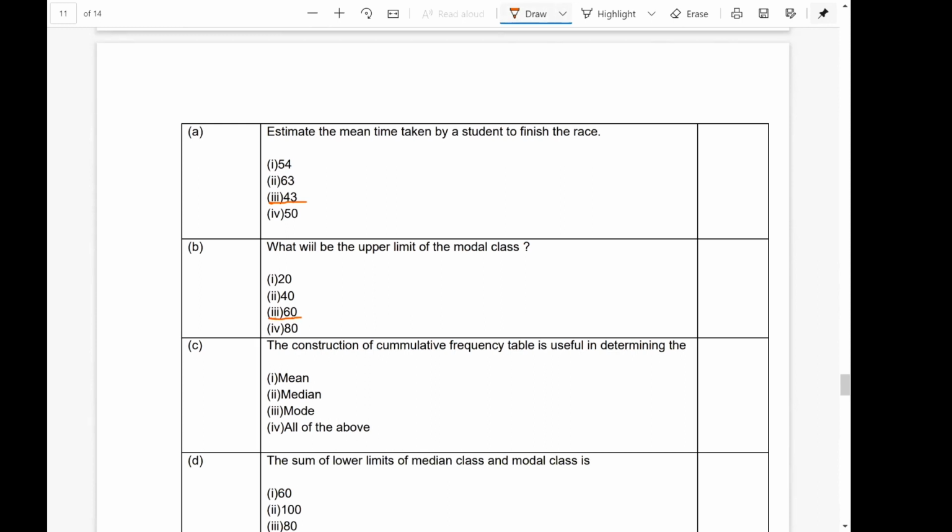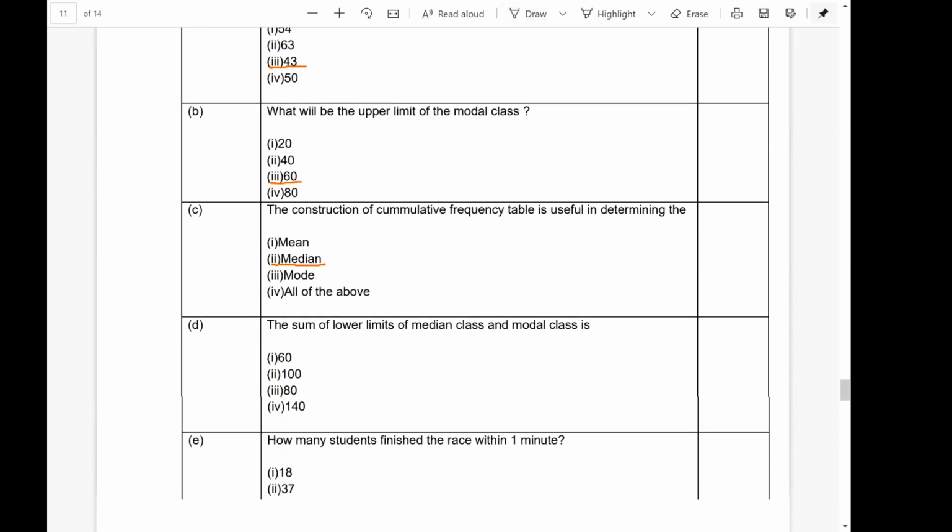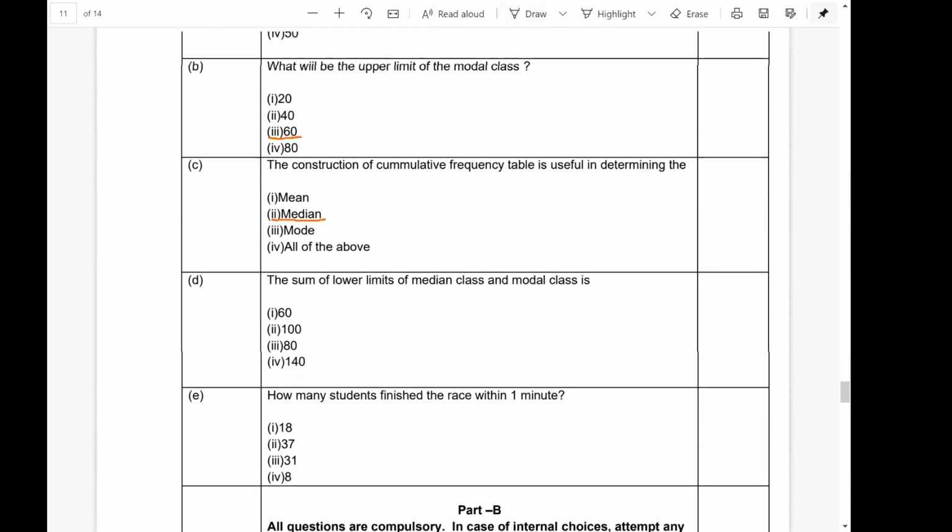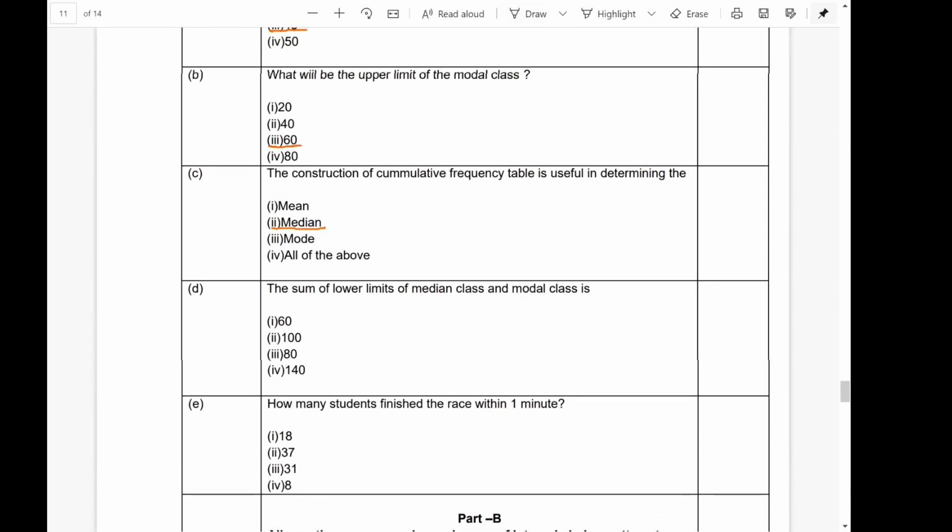Third question, the construction of a cumulative frequency table is useful in determining the median. With a cumulative frequency table, we can find out the median. Next one, the sum of lower limits of median class and modal class. Only the modal class is done. Modal class is 40 to 60. Now we have to take the median class. So let's see the median class.